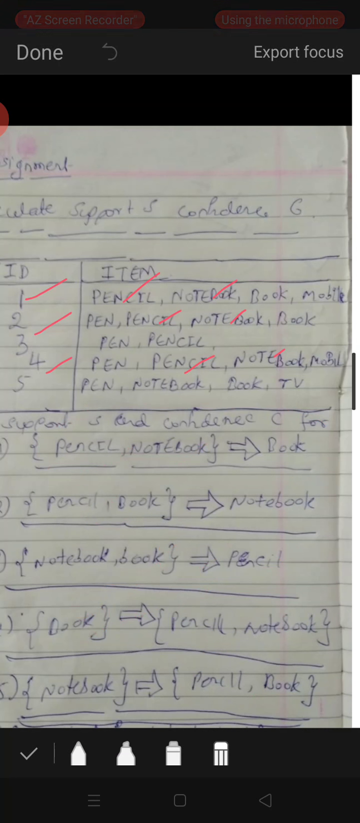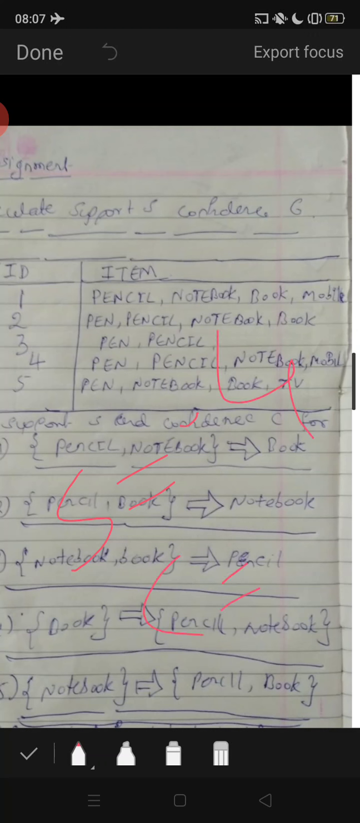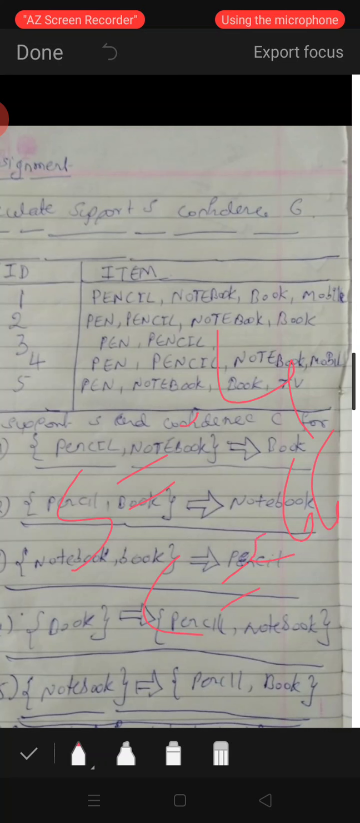So we understood that for this, support is 0.4 and confidence is 0.66. That is the first problem.